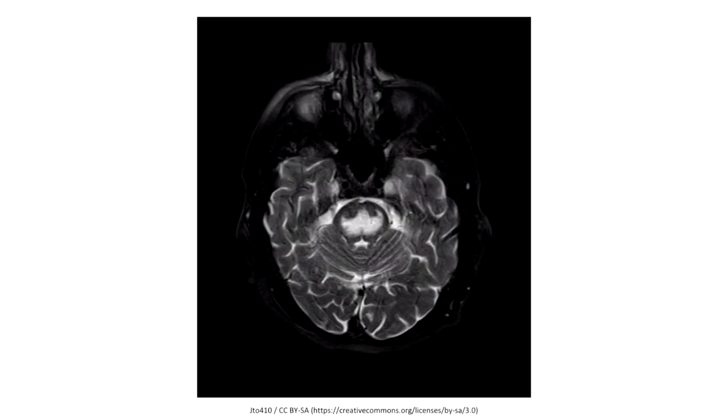Here's an image of an MRI in a patient with central pontine myelinolysis. Notice how the pons is the area primarily affected, and we can see that quite well right here.